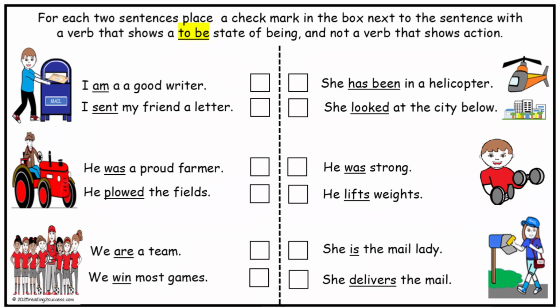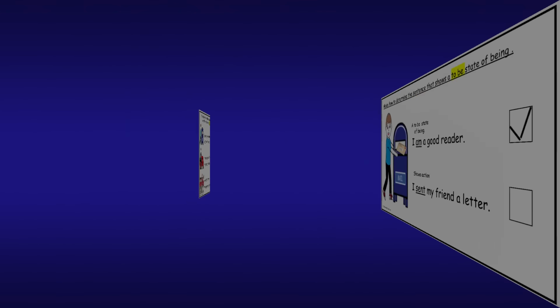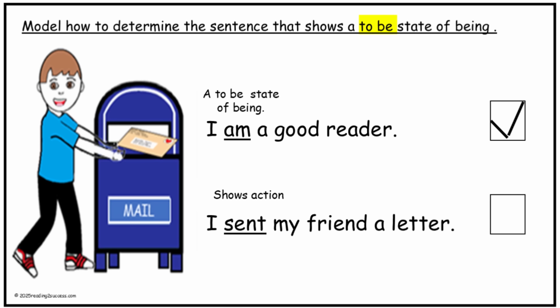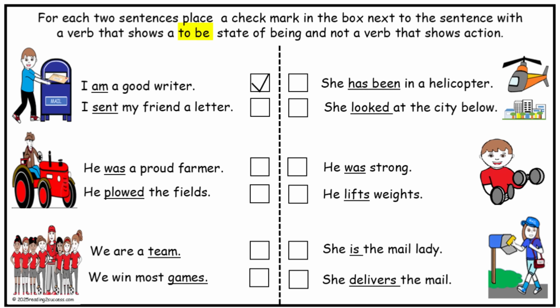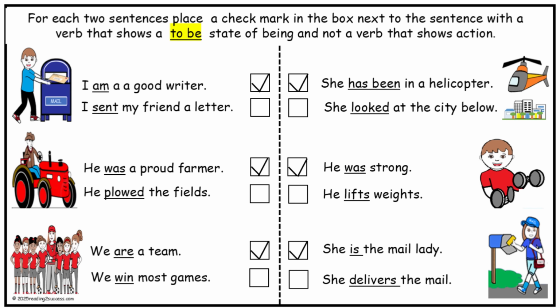Now have kids place a check mark in the box next to each sentence that shows a to be state of being. Model how to determine the sentence that shows a to be state of being. This is the correct answer modeled. Now have kids complete the rest of the practice page. When kids have completed their practice page, bring out this correct practice page and go over all the answers with them.